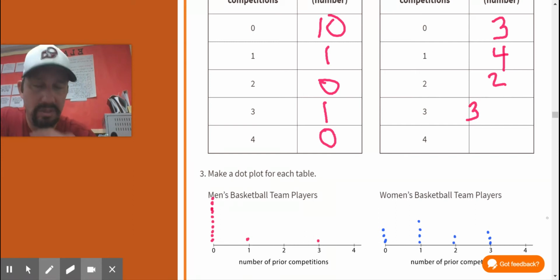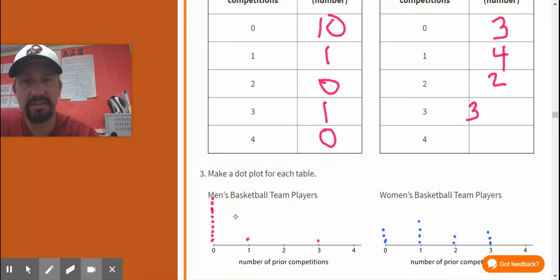So distribution. We talked about frequency. I think you understand that. Distribution, if I was to explain the distribution for the men's team, I would say most of the people had no prior experience because it's all distributed all towards one side.